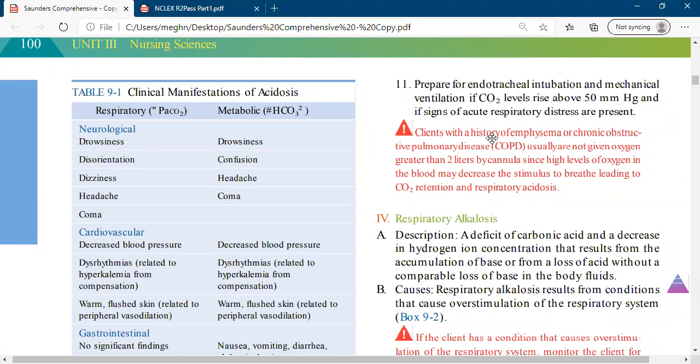Right? So they said, usually do not give oxygen greater than 2 liters by cannula, since a higher level of oxygen in the blood may decrease the stimulus to breathe, leading to carbon dioxide retention and causing respiratory acidosis. Respiratory acidosis. It slows down the respiratory rate or breathing and causes the change of acidosis.